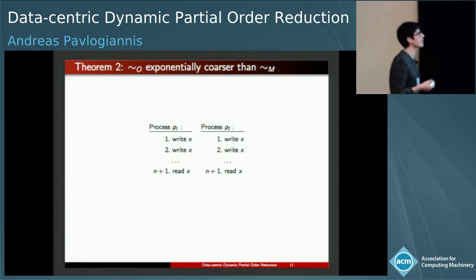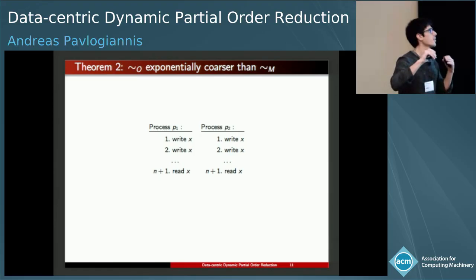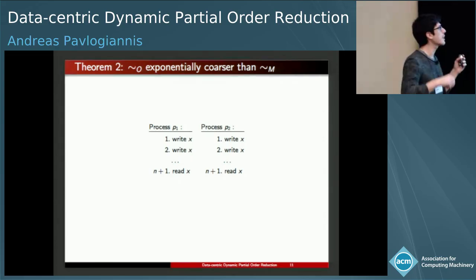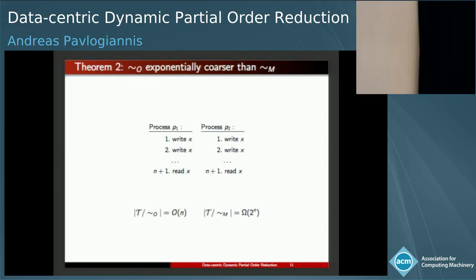Theorem 2. The observation equivalence can become exponentially coarser than the Mazurkiewicz one. Well, let's look at this toy example. Here we have two processes. They're identical. Each one of them performs a sequence of write accesses to some global variable x, and then it reads from x. And if you do some basic counting here, you will find out that the observation partitioning has only linearly many classes, whereas the Mazurkiewicz partitioning has exponentially many. This proves theorem 2. Easy.